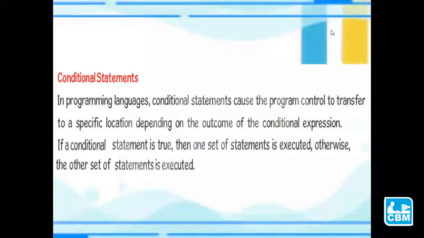Conditional statements in Python are another type of control structures. These statements cause the program control to transfer to a specific location depending on the conditional expression. If a conditional statement is true, then one set of statements is executed, while if a conditional statement is false, then another set of statements is executed.